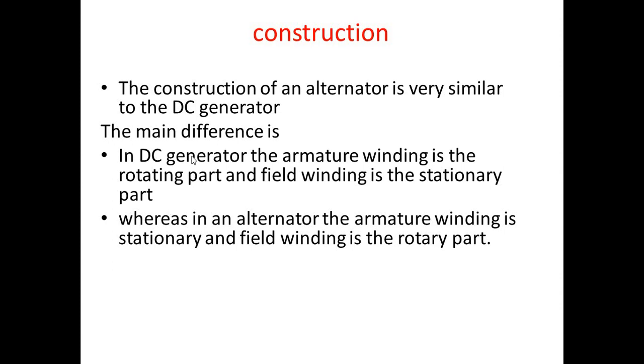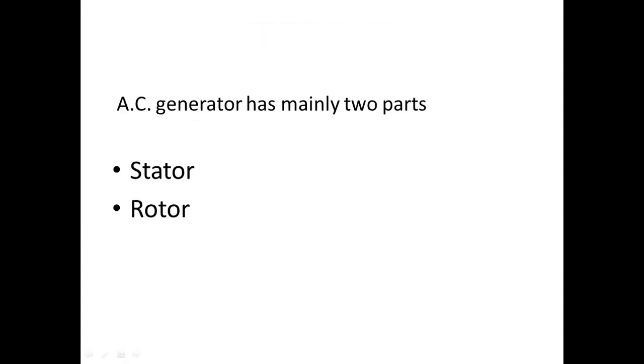So let us understand the difference between AC generator and DC generator. In case of DC generator, armature winding is the rotating part and field winding is stationary. Whereas in alternator, armature winding is stationary and field winding is the rotating part. Construction of AC generator. AC generators mainly consist of two parts, stator and rotor. Stator is the stationary part and rotor is the rotating part.